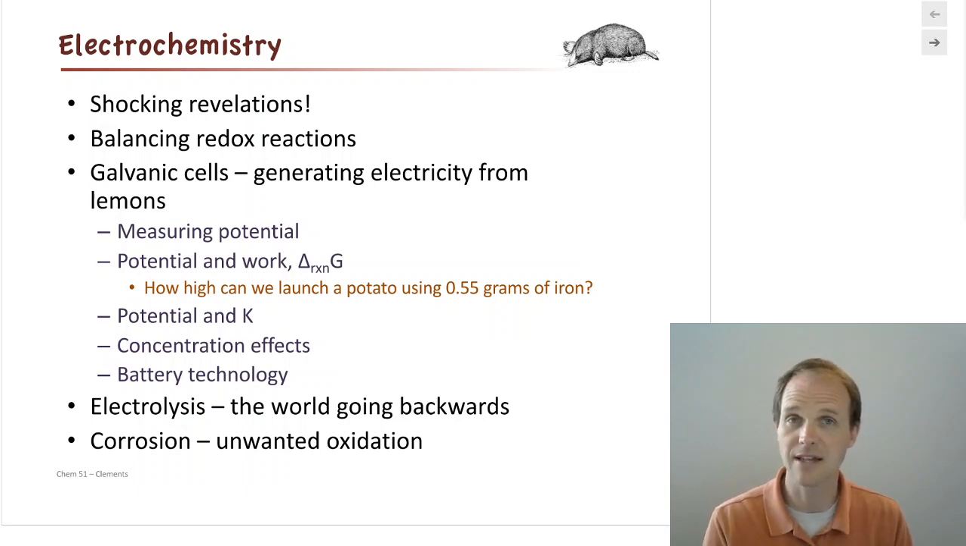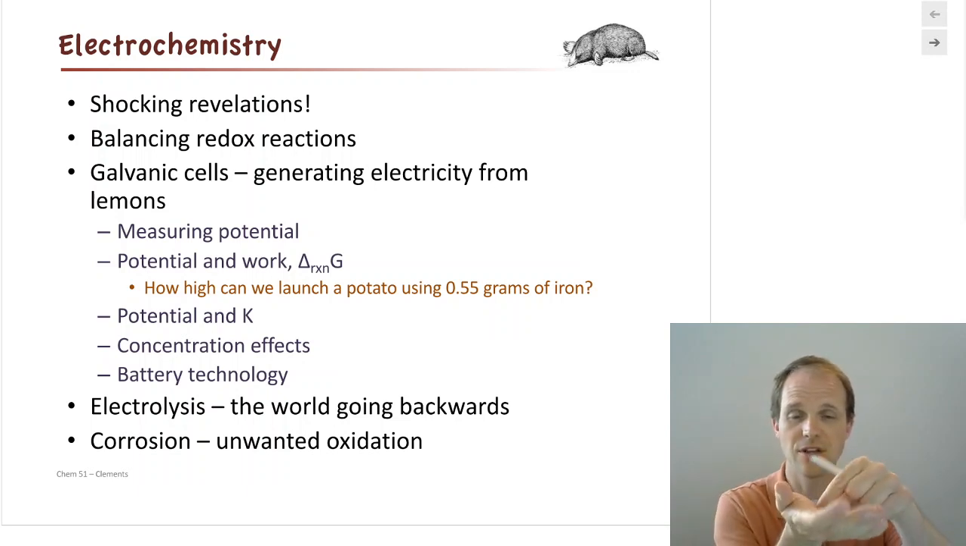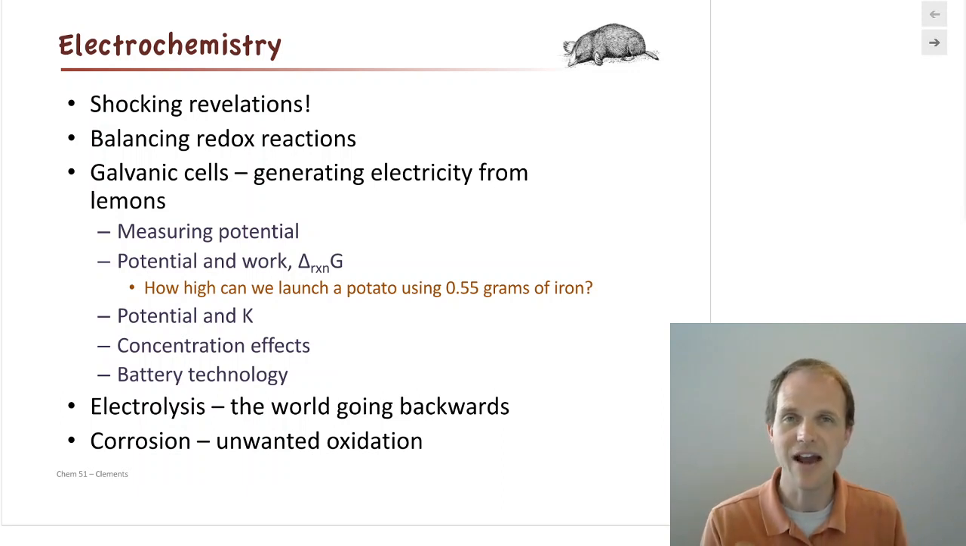Remember, we talked in the last chapter about how delta G is a measure of the free energy, the energy available to do useful stuff. And so we're going to relate cell potentials, the energy you get from a battery, back to delta G and say, hey, that's the amount of useful energy we can get out of this thing. And then, just for fun, we're going to see how much energy is in a battery. We're going to take a battery where we're just using about half a gram of iron, it's a big pinch of iron shavings in your hand. And we're going to say, how high could you launch a potato if you used all the energy that was available in that half gram of iron?